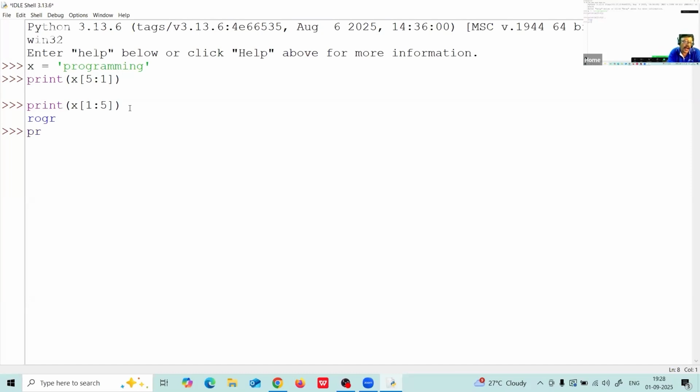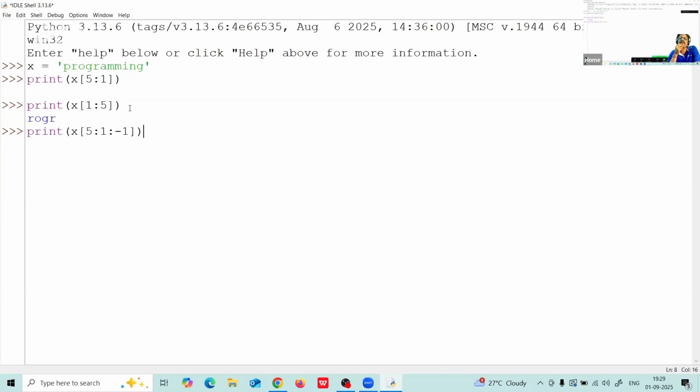Tell me, what will happen if you write X square bracket 5:1:(-1) square bracket close? What is the increment? Negative. Then what is the rule? Start must be greater than stop, because you are coming from greater index to smaller index. So increment is negative. 5 to 1 you are coming. This is the correct range, and Python can understand this.